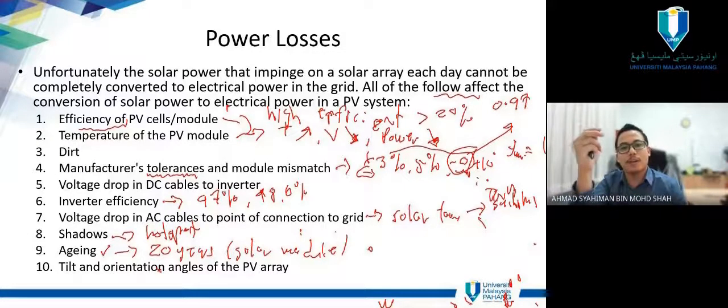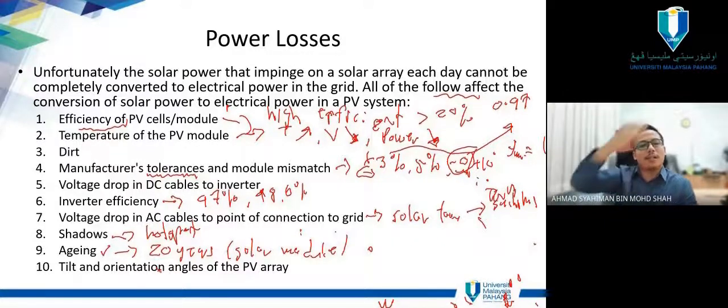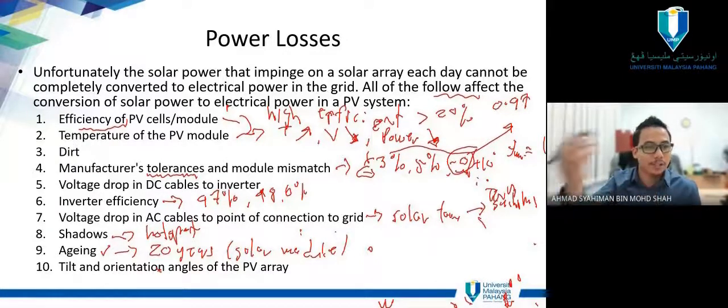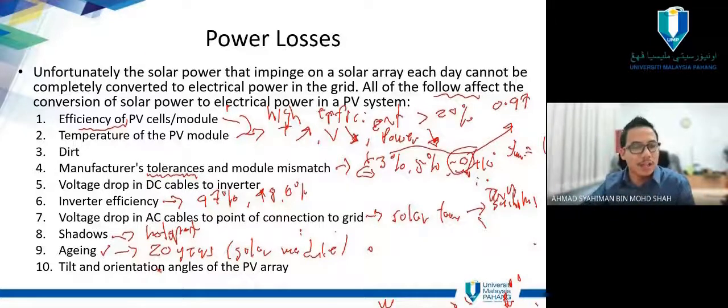If you face your module towards the east, you're going to get energy only until midday. After midday, the sun will go up and then behind. When the evening comes, the sunlight will be in the other direction, so at that time you're not going to generate anything. So don't make that kind of mistake. That's why the tilt and orientation angle of the PV array is critical.